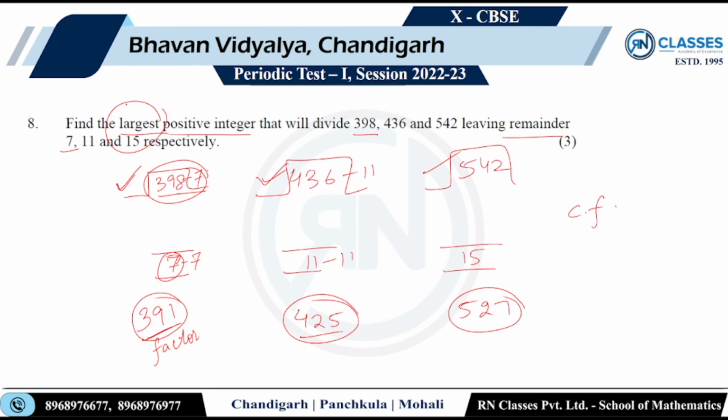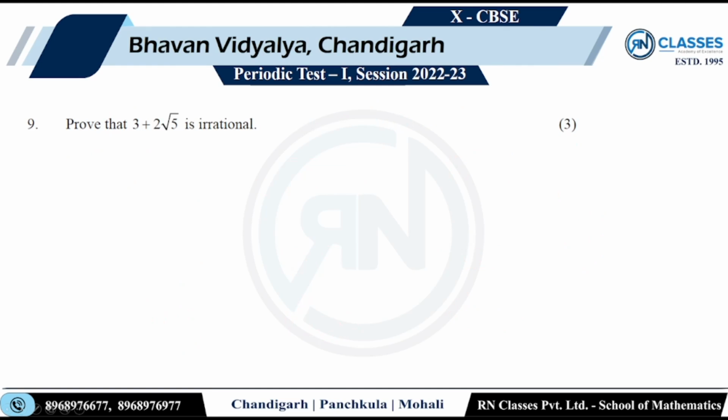But he says the largest, so that means I'm looking for the HCF. HCF you can easily find out, it turns out to be 17. So 17 is the largest positive integer that will divide 398, 436, 542, leaving the remainder 7, 11 and 15. Alright, moving on. Now we have question number 9.